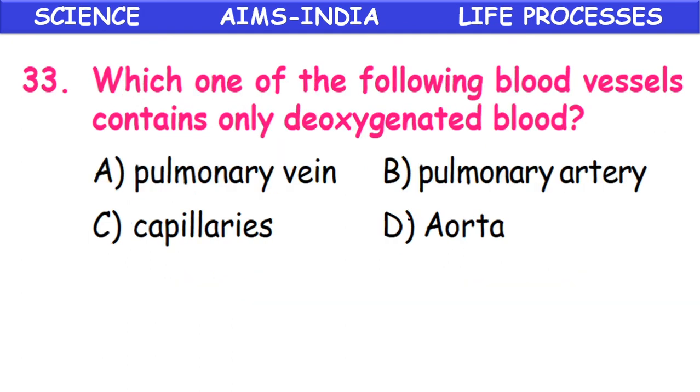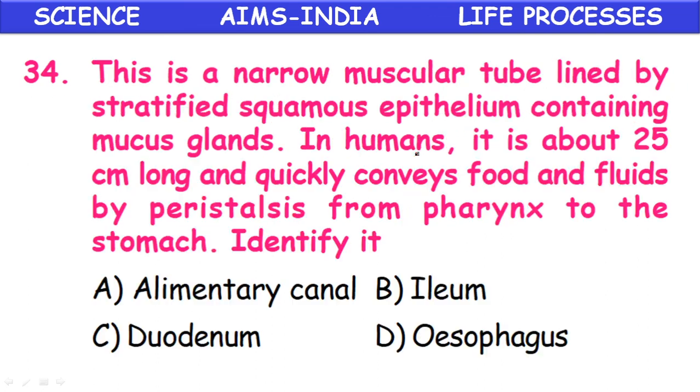Next, which of the following blood vessels contain only deoxygenated blood? Pulmonary vein, pulmonary artery, capillaries, aorta. It is the pulmonary artery which contains deoxygenated blood, carried by the pulmonary artery from the right ventricle to the lungs for oxygenation.